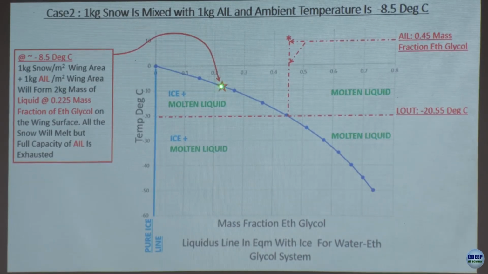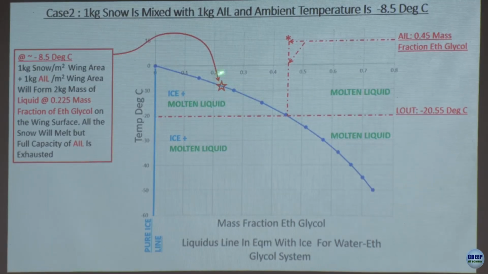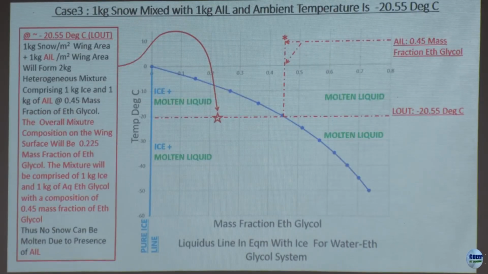So the capacity to melt the ice is completely exhausted at minus 8.5 if equal quantities of snow and equal quantities of the anti-icing liquid are mixed together. So this is case 2. At minus 8.5, the plane is safe because you are able to liquefy the entire quantity of snow which is present on the surface. But that is the limiting capacity of the anti-icing liquid. The next is you go to this L out case.